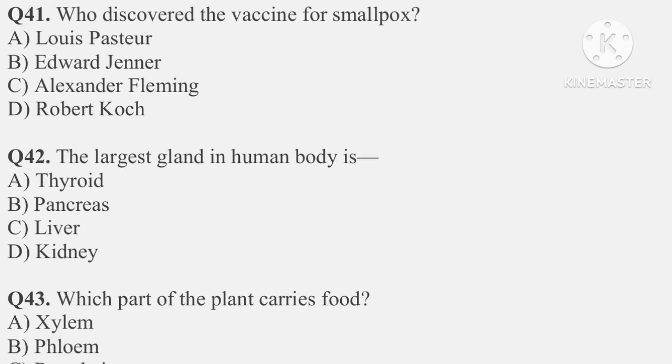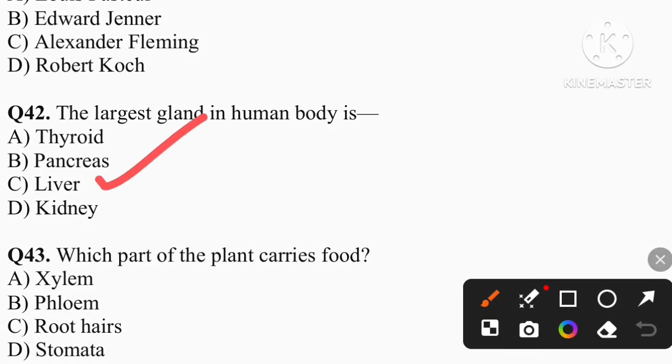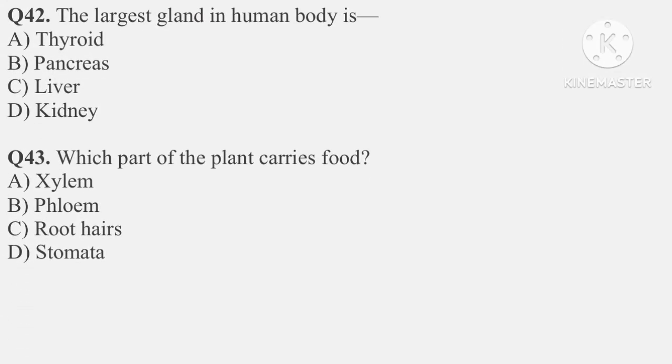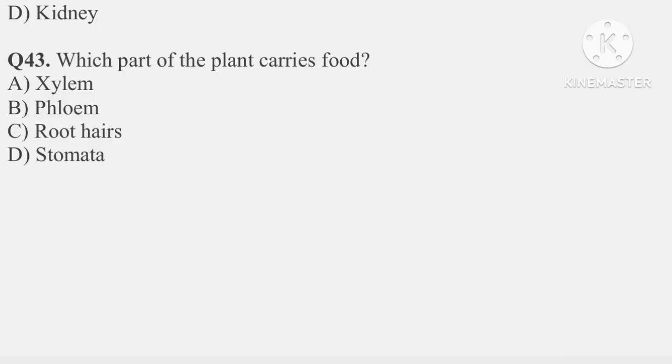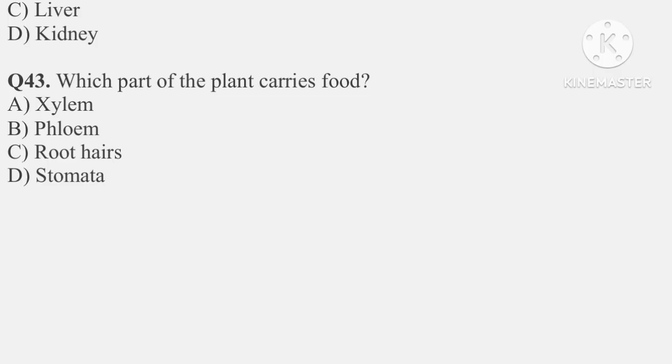Next question, question number 42. The largest gland in human body. So the answer is option C, that is liver. Question number 43. Which part of the plant carries food? So the answer is option B, that is phloem. Now answer the question, which part of the plant carries water? Please tell me in the comment box.